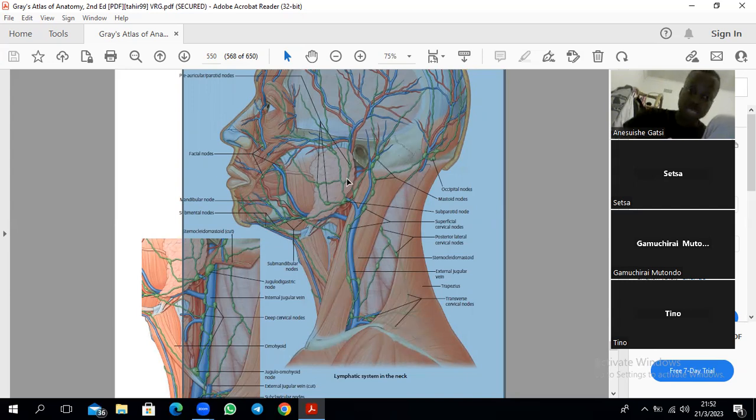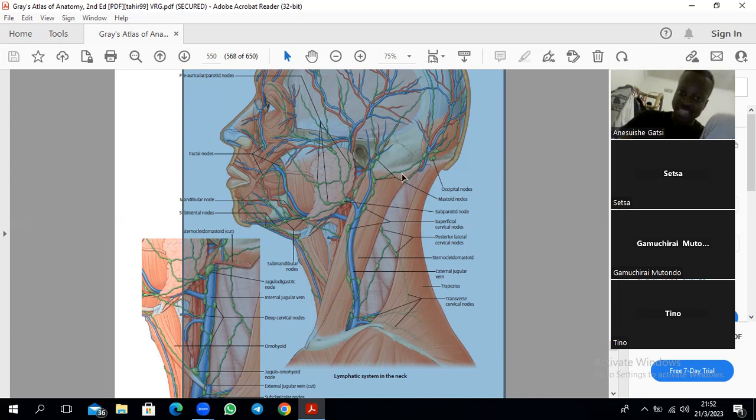Right. So near the front here, in the submental region, it will make sense when I do the triangles to say which region is the submental. We have what we call submental nodes. Then just lateral to them, we have what we call submandibular nodes. Just in front of the ear here, we have what we call superficial parotid nodes or preauricular nodes.